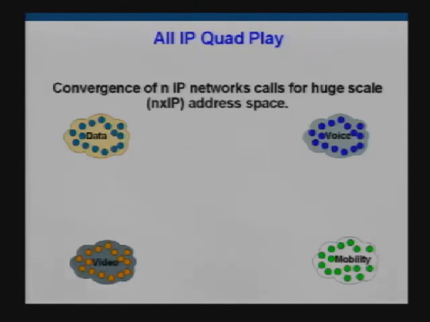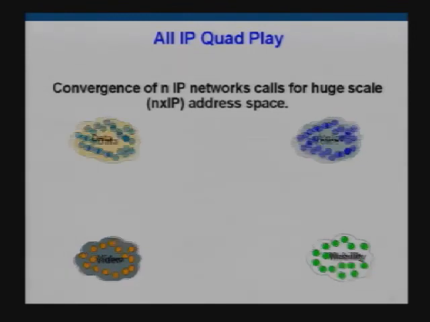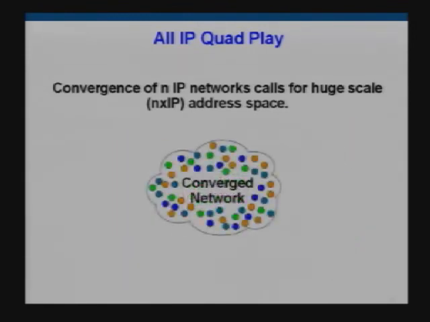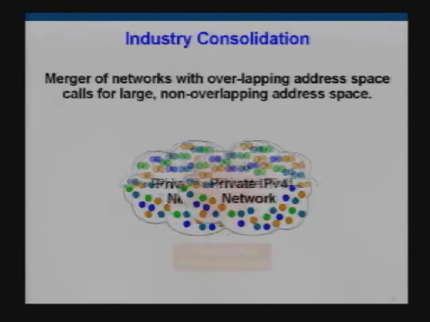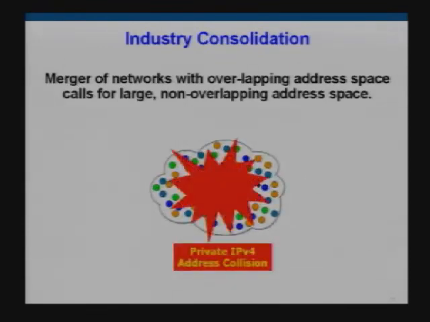So here, the convergence of data, voice, video and mobility is obviously going to increase the requirement for additional address space. And with industry consolidation, there's going to be address conflict, right? Then the way to go would be to go with IPv6 addressing.